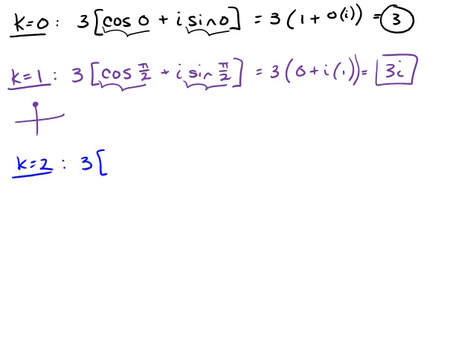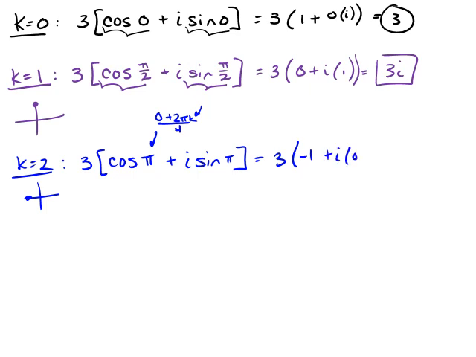3 times cosine of pi. Now remember, this number is coming from the formula on the previous slide, which was 0 plus 2 pi k divided by 4. If I plug 2 in right here, I end up with 4 pi over 4, which gives me pi, plus i sine of pi. I know pi is here, so 3 times negative 1 plus i times 0 gives me negative 3.